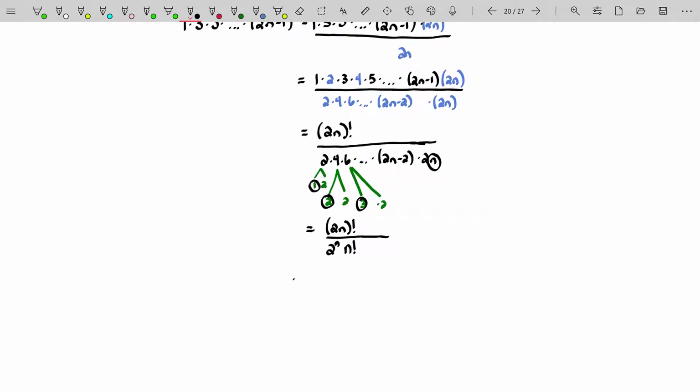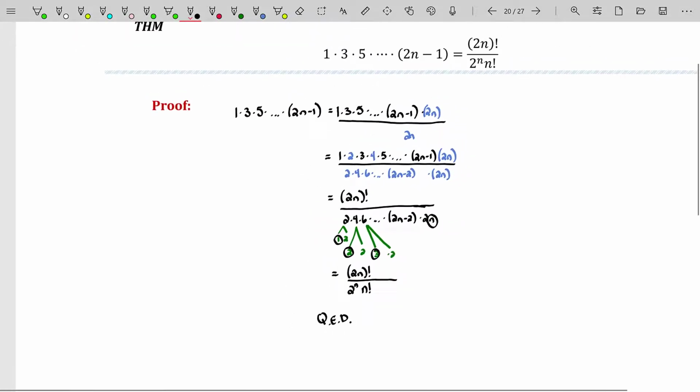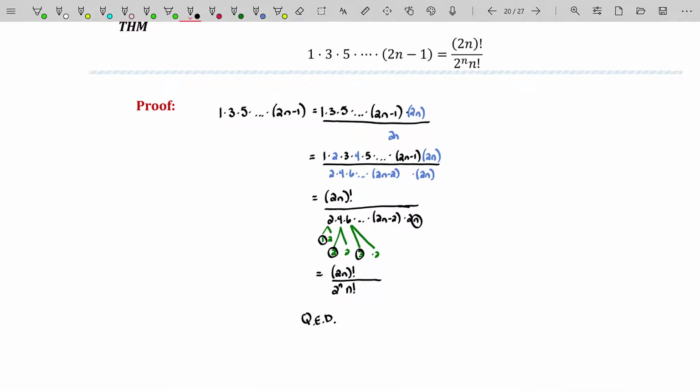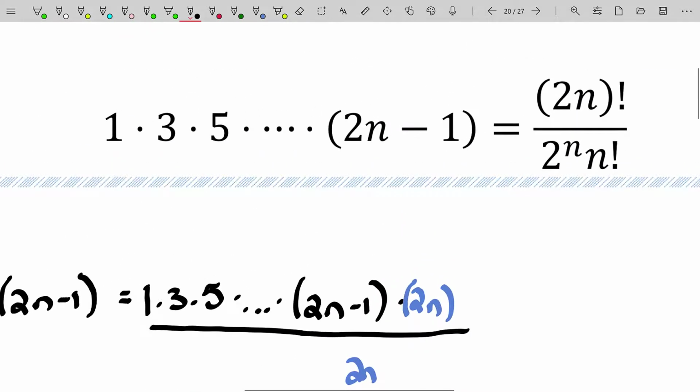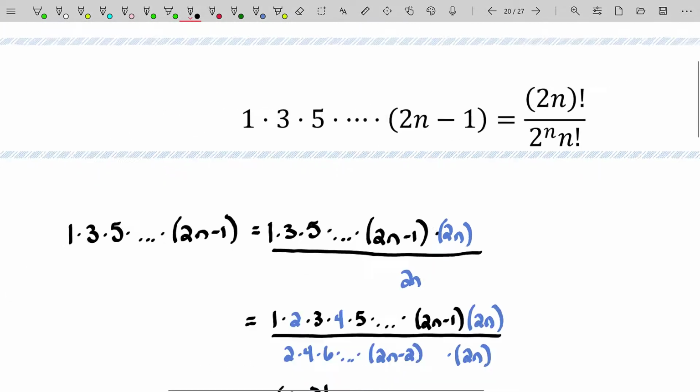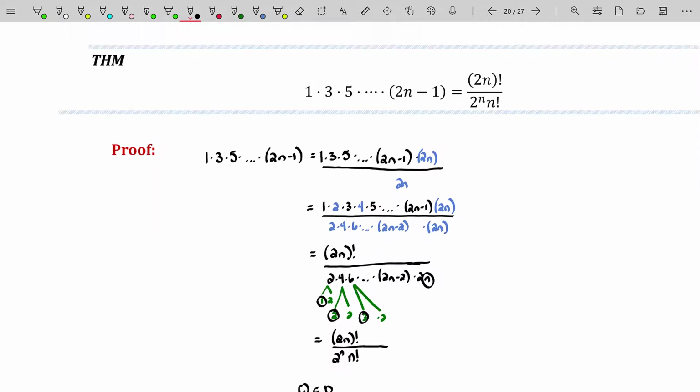That proof is done. QED. Now the question probably would come up like, when are you ever going to use this? And if you have worked with sequences and series, specifically if you've worked with power series long enough, you know that this product of odd natural numbers comes up all the time.